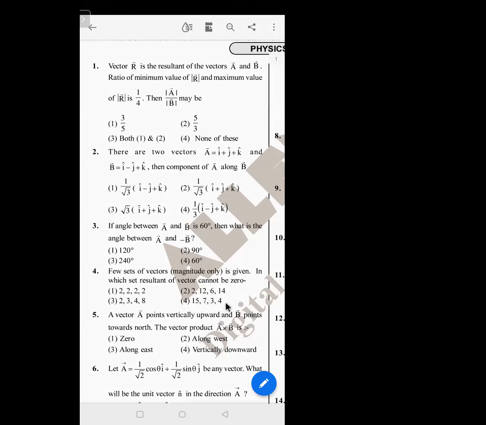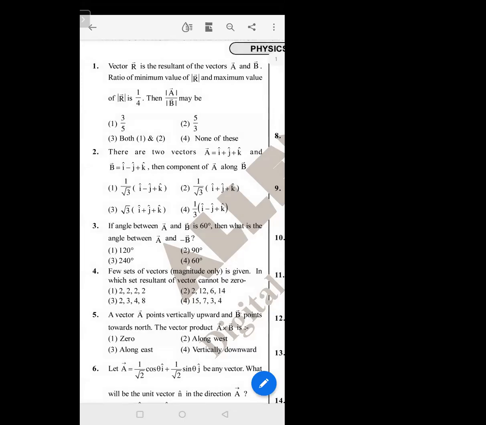So, options 1, 2, 3 and 4. Yes, the fourth option will give me the answer for the given condition. The magnitude of the largest vector must be lesser than the sum of the magnitudes of the other remaining vectors. Like say this is 15, 7, 8, 9, 10, 11, 12, 13, 14 and 15 are almost all equal. So 14 cannot be 0. So for the fourth question, the fourth option is the answer.